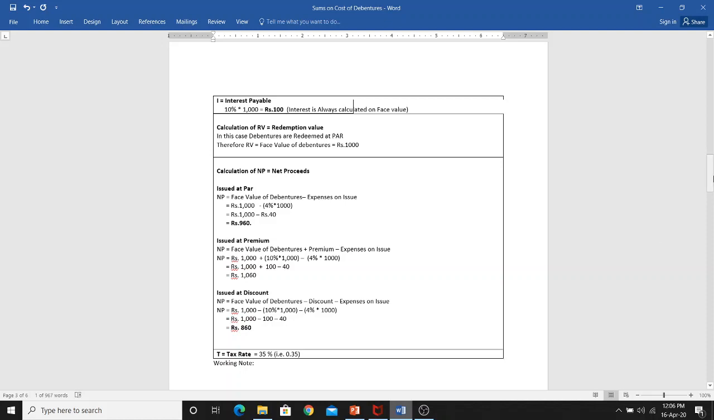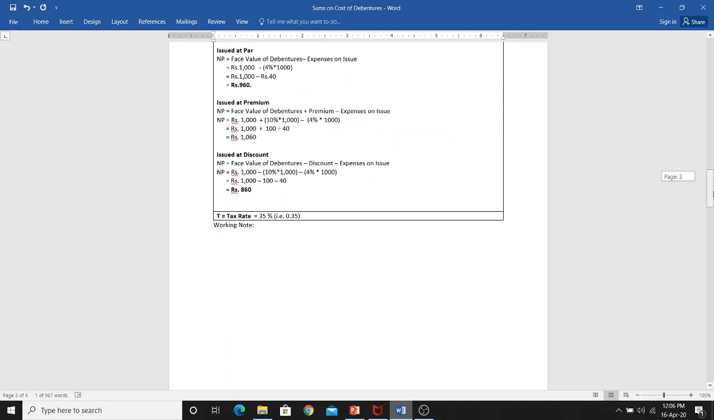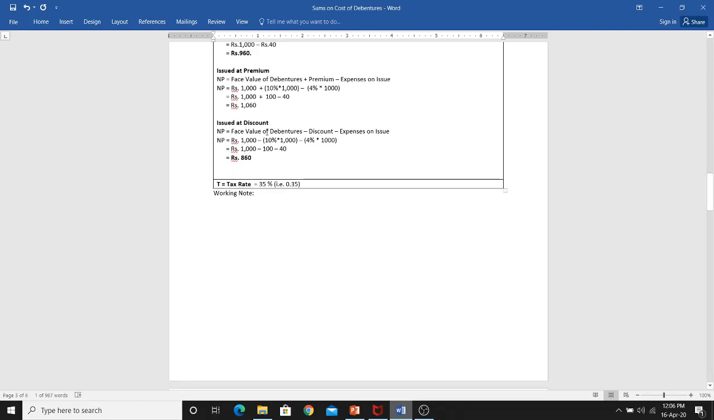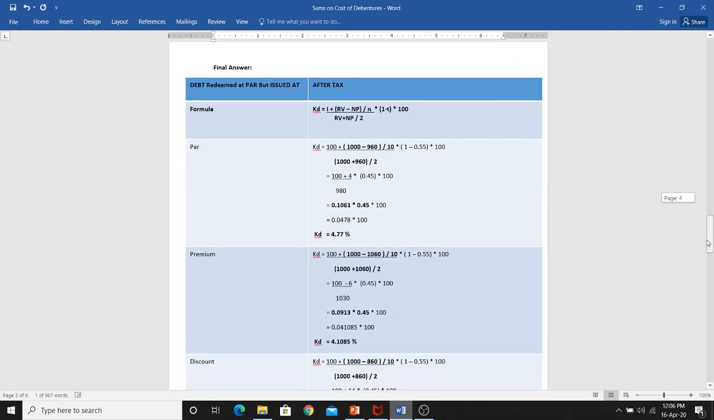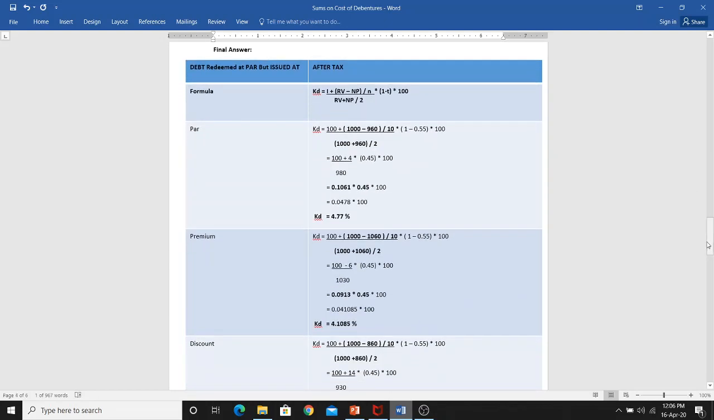Now if it is issued at discount, what is the formula to calculate NP? Face value of debentures minus discount minus expenses on issue. So 1000 minus 10% of 1000 minus 4% of 1000. You get 860 rupees, and tax is 0.35. So what is going to be the final answer? Once we know all the values, it will be very easy. We have to just substitute the values into the formula.